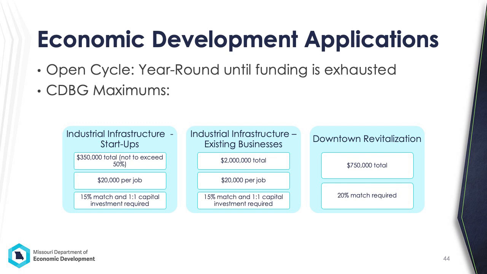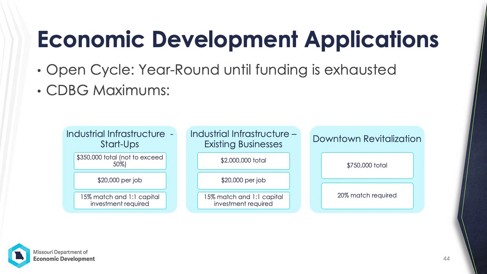For startups, which are businesses with 3 years or less of financial history, the CDBG maximum is $350,000 total, not to exceed 50%, and $20,000 per job. For existing businesses, which are businesses with more than 3 years of financial history, the CDBG maximum is $2 million total and $20,000 per job. All industrial infrastructure projects require a 15% match and a one-for-one capital investment.